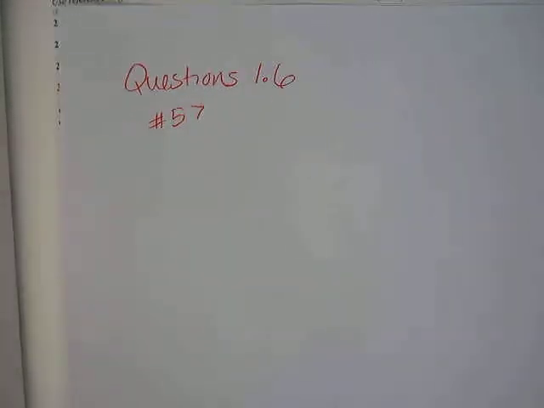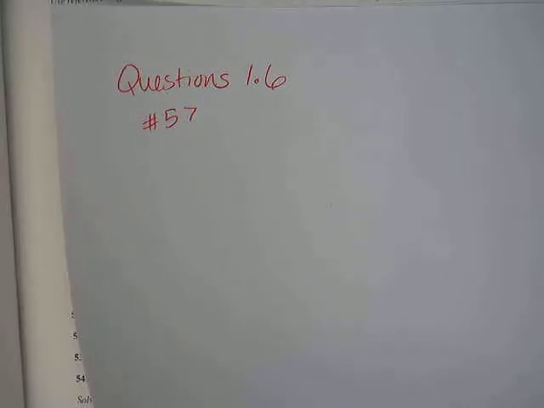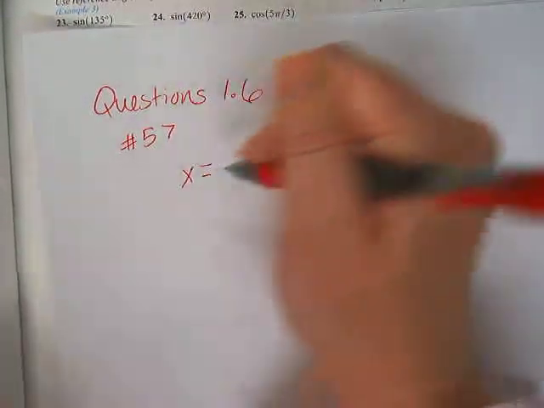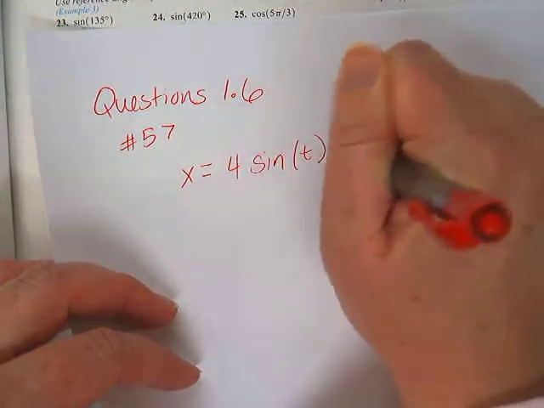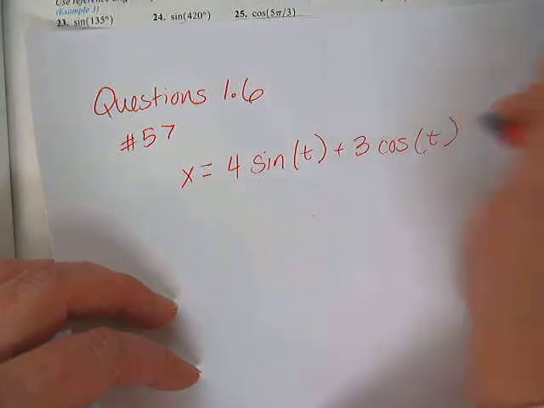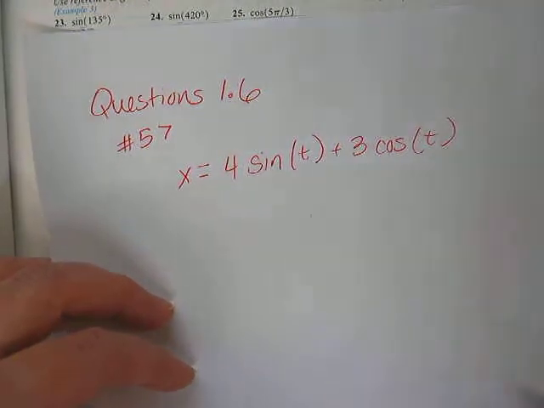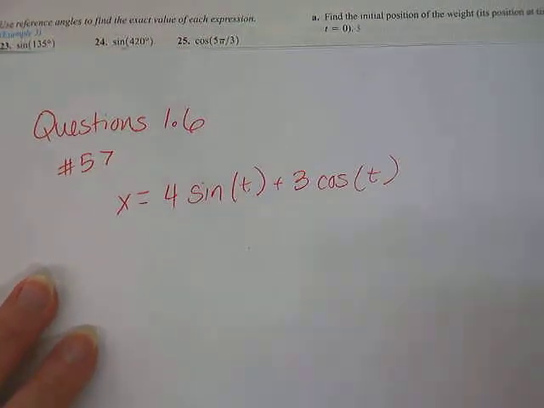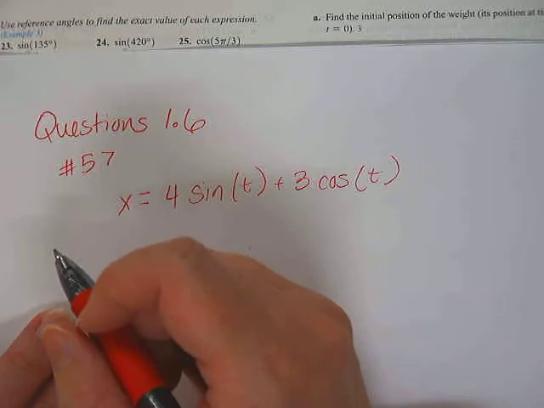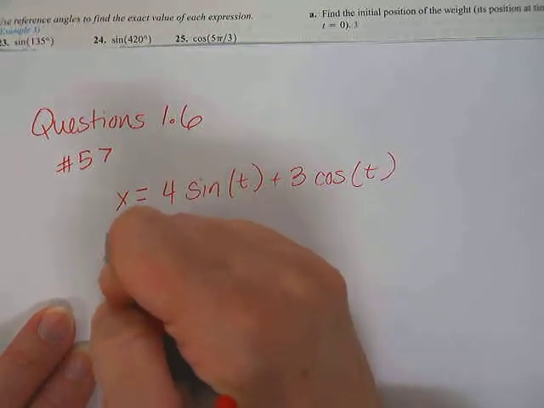Alright, 1.6, number 57 says, a weight is suspended on a vertical spring as shown in the accompanying figure. The weight is set in motion and its position x on the vertical number line in the figure is given by the function x equals 4 sine t plus 3 cosine t, where t is time in seconds. Question A, find the initial position of the weight, its position at time t equals 0.